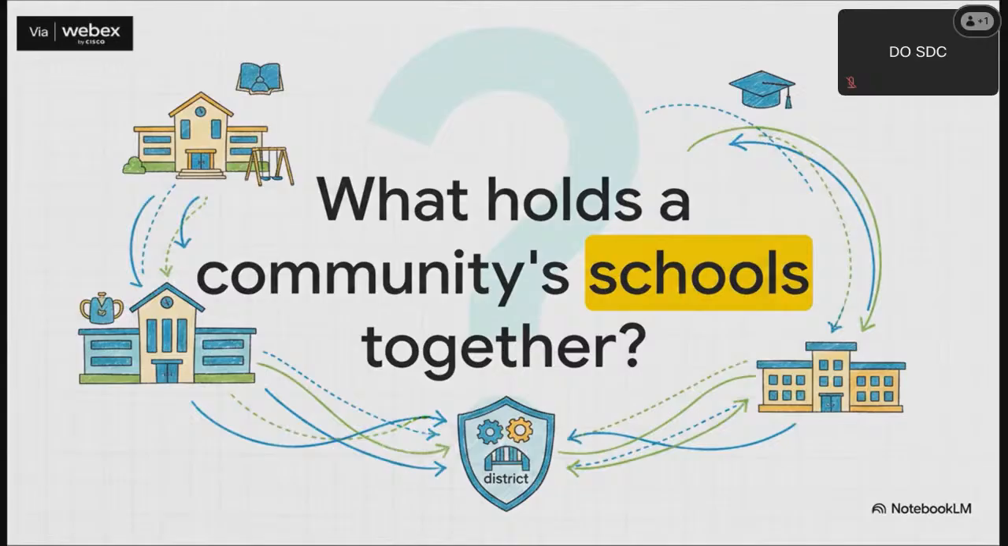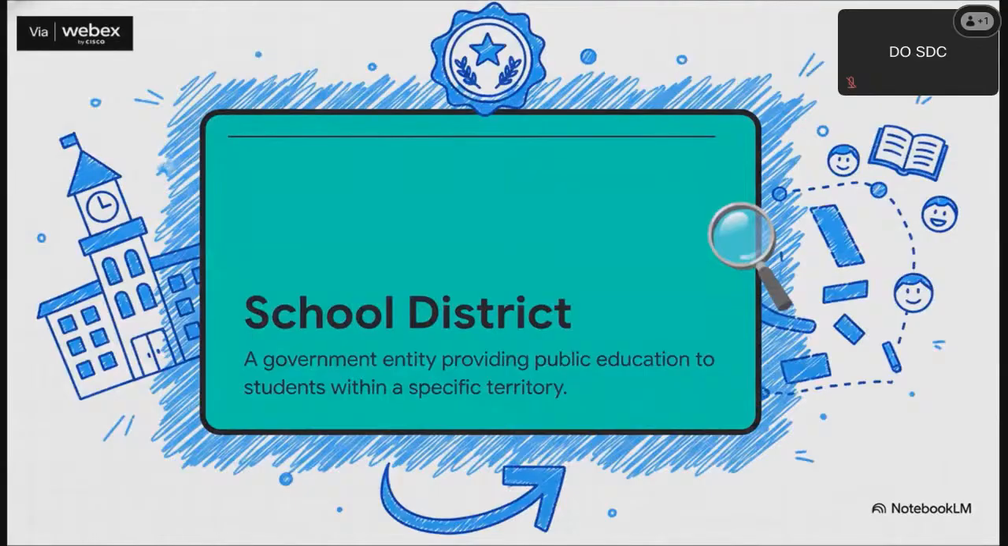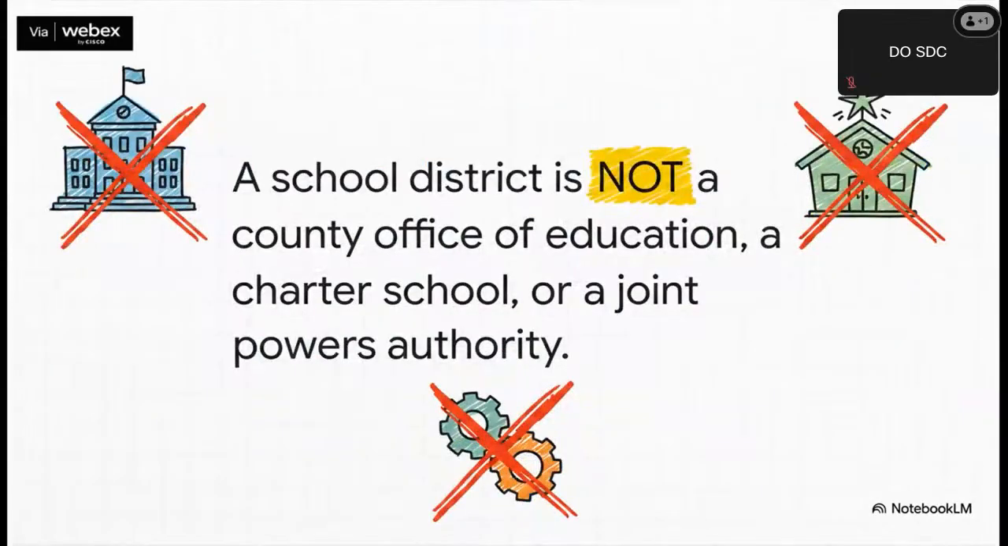What exactly is a school district anyway? Okay, so at its most basic level, a school district is a government entity. Its job is super specific: to provide public education to all the students within a certain area. You can think of it as the fundamental building block for our public schools, kind of like the blueprint for how education gets organized.